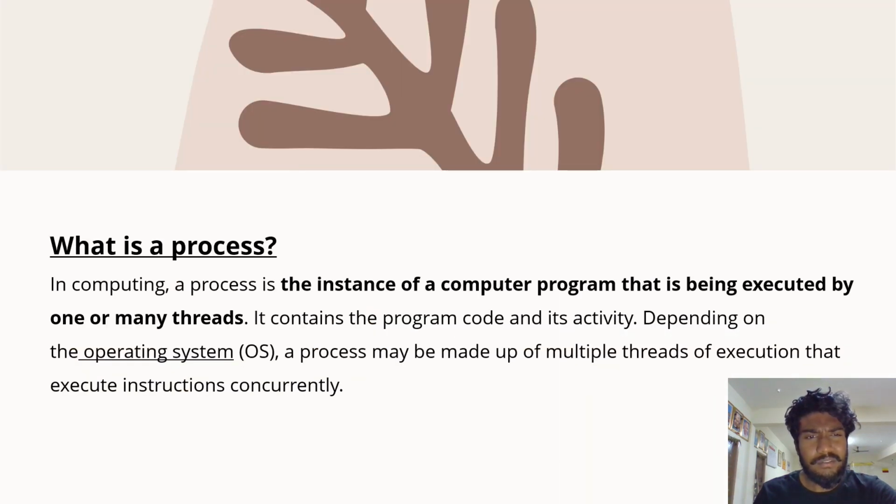What is a process? In computing, a process is an instance of a computer program that is being executed by one or many threads. It contains the program code and its activity. Depending on the operating system, or OS, a process may be made.